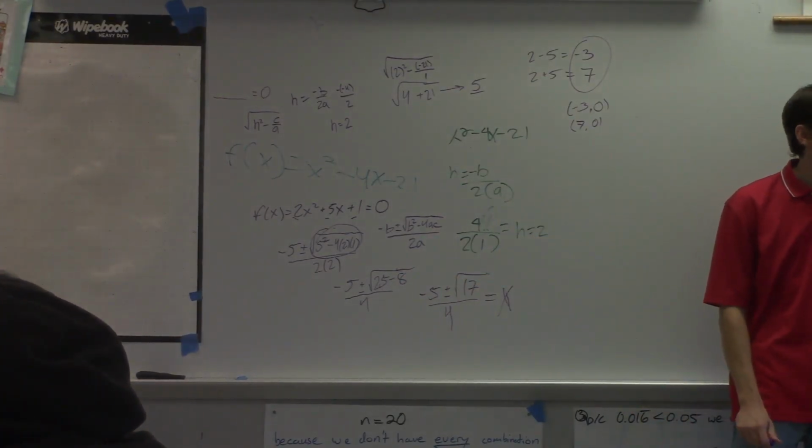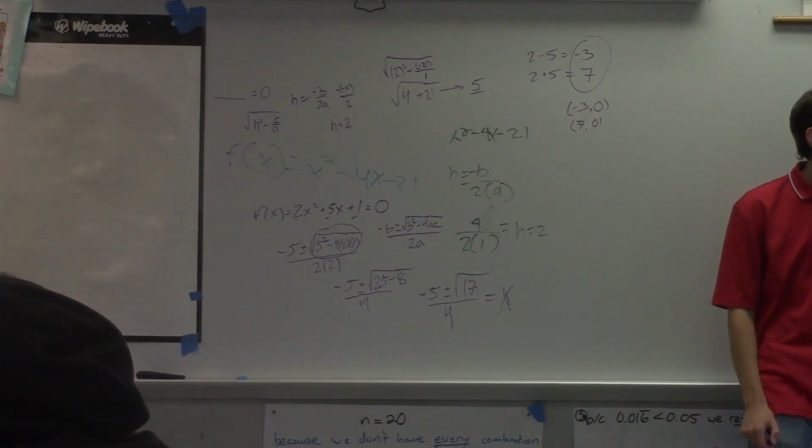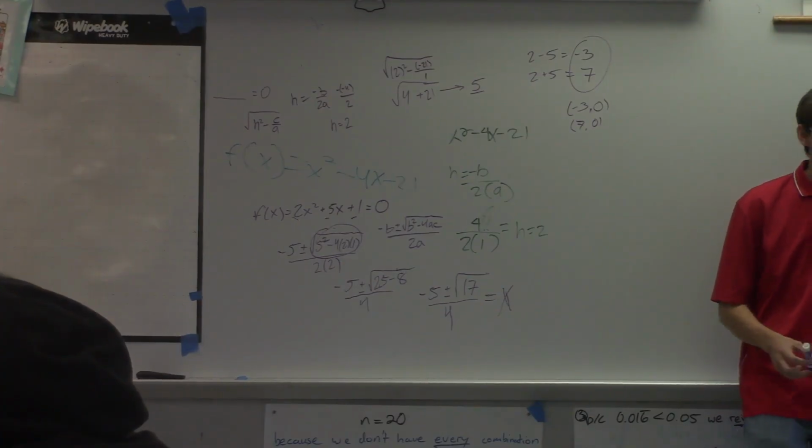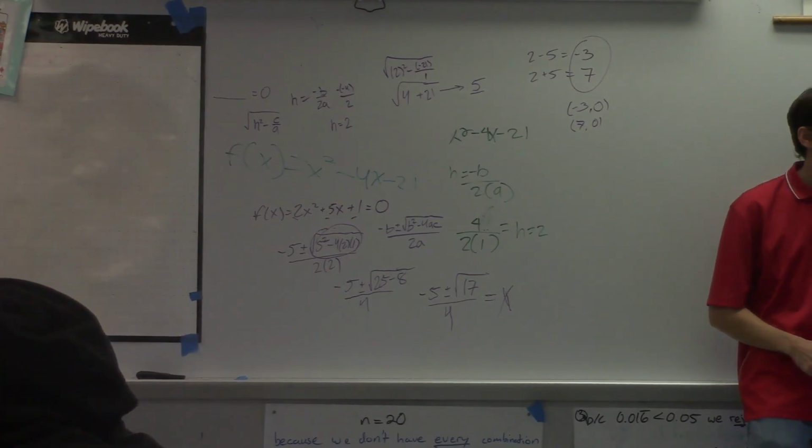You also have calculators. Please use them to do calculations. You could have just typed in 5 squared minus 4 times 2 times 1. I got you. Okay, it's all love.